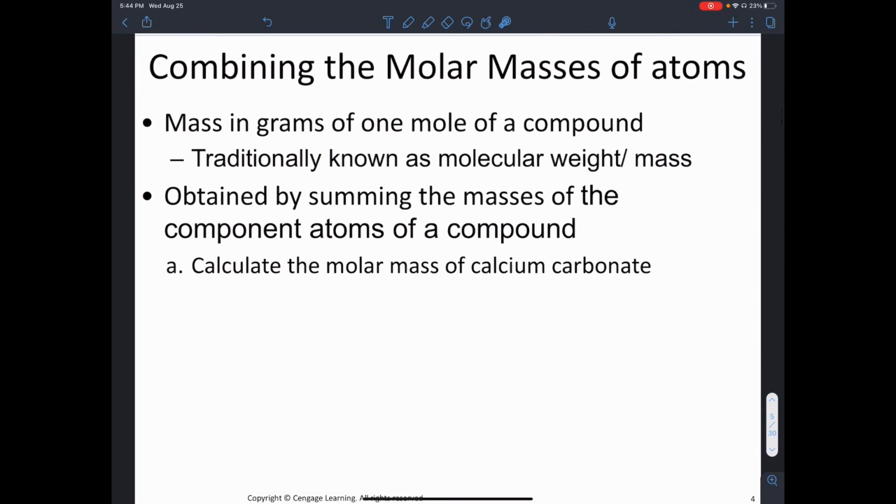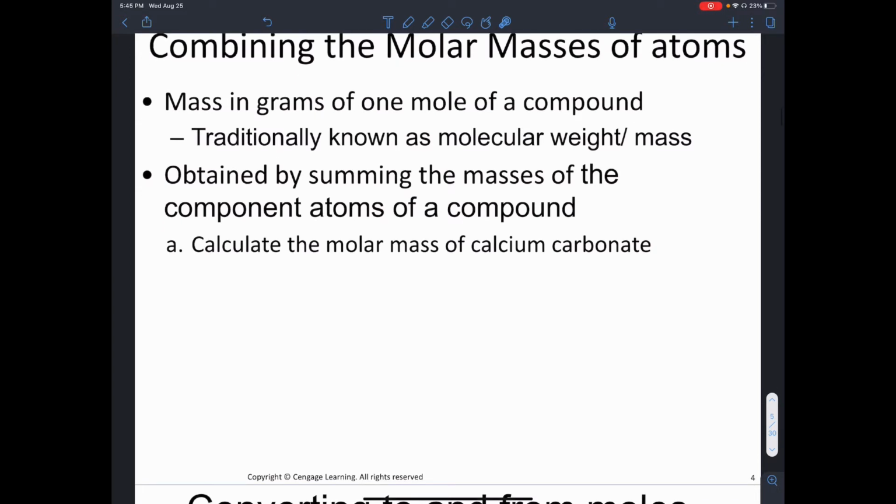So here's how we'll use moles. We're going to start by combining the molar masses of atoms. So the mass in grams of 1 mole of a compound, often known as the molar mass or the molecular weight or the molecular mass, is obtained by summing the masses of the component atoms of the compound. Here we're asked to calculate the molar mass of calcium carbonate.